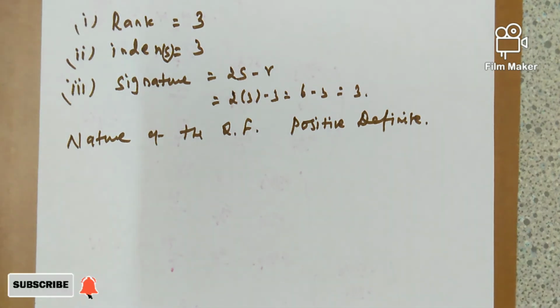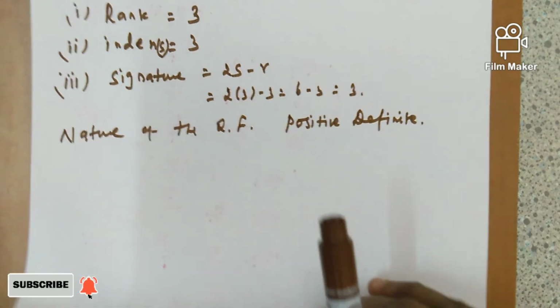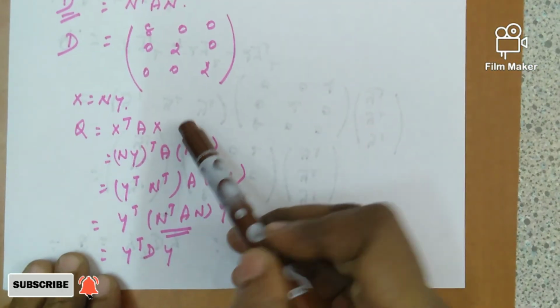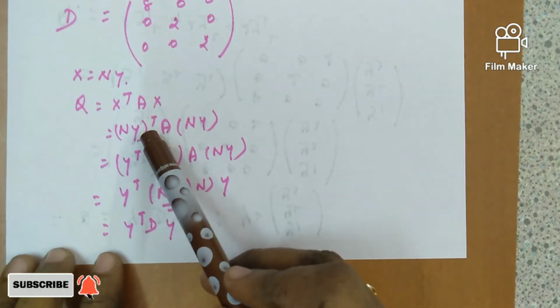So for the reduction from quadratic form to canonical form, the 16-mark question, the procedure is: first you need to find the characteristic equation and then the eigenvalues and eigenvectors, then normalization. After the normalization, we go for the diagonalization. After the diagonalization, we consider the orthogonal transformation x is equal to N y. In that, we take the quadratic form Q is equal to x transpose A x, and substitute x is equal to N y.